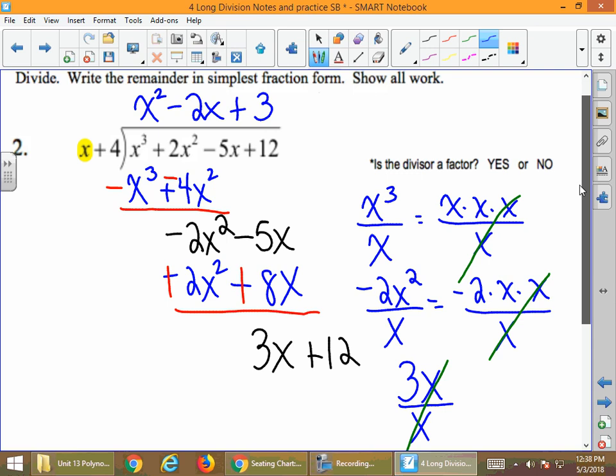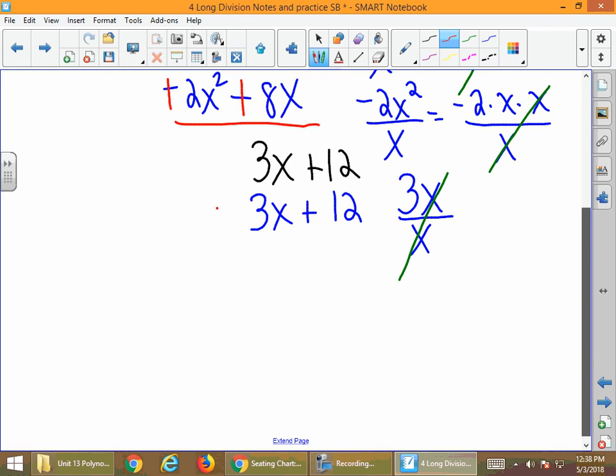And it's 3 times x is 3x. 3 times 4 is 12. Change both signs. And what we see when we finish here is that 3x minus 3x cancels out. 12 plus a negative 12 cancels out. So in other words, what happened on this problem is that there is no remainder.